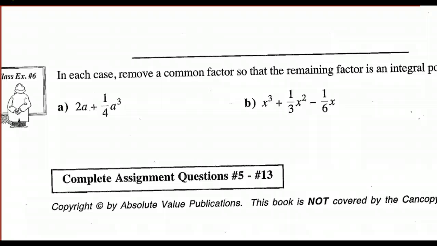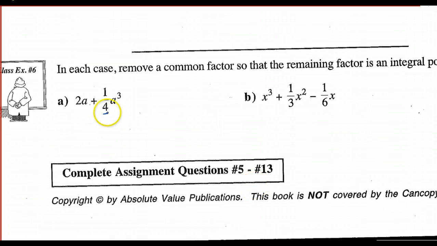Okay, I'm going to go ahead and do example number 6 here, which is the last example. And again, the reason we're removing fractions is because we don't want fractions left in the bracket. We want to remove the fraction if we can. That's why I always want to try and remove that as the common denominator there. So let's go ahead and remove that 1/4 out of the bracket.